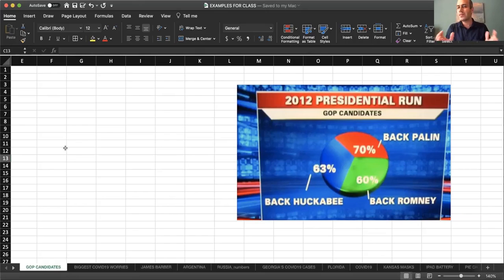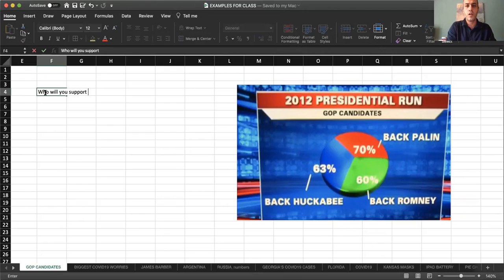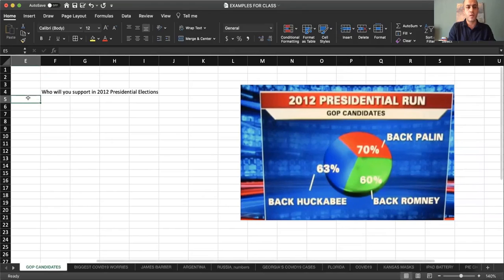So what is the question here? I'll write it here. I think the question is, who will you support in the 2012 presidential elections? Something like this, and then there are three categories here. One, are you going to support Palin? Two, are you going to support Romney? And then three, are you going to support Huckabee?